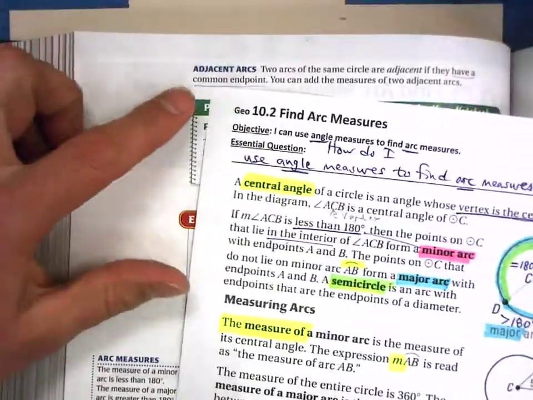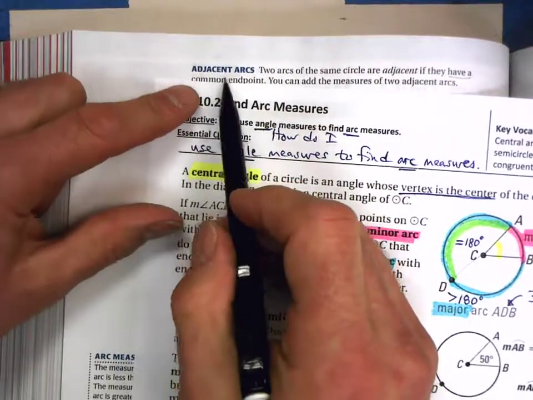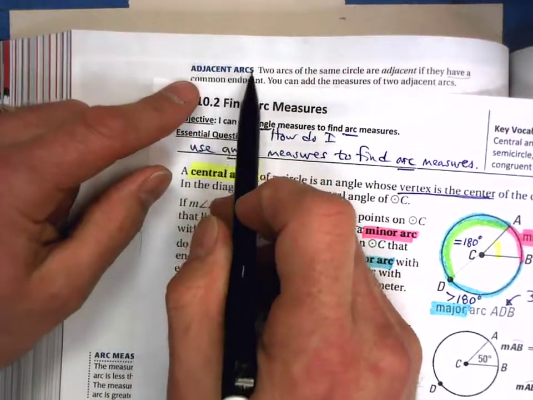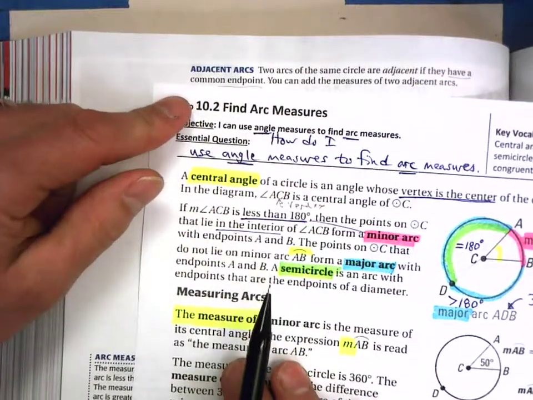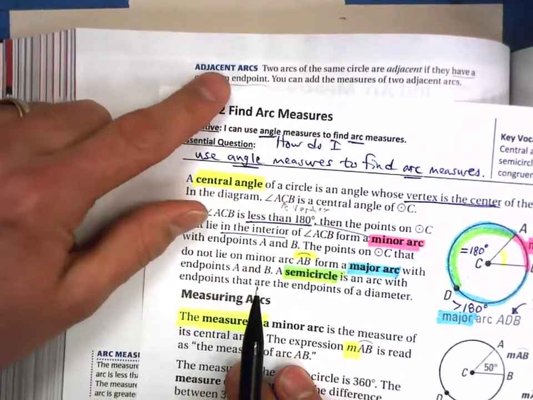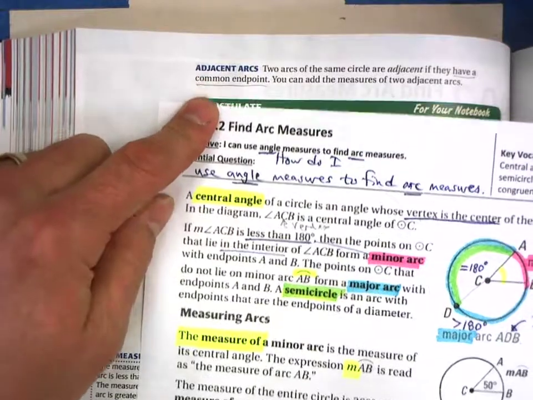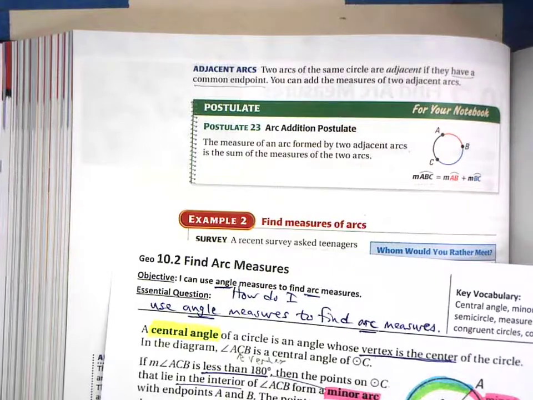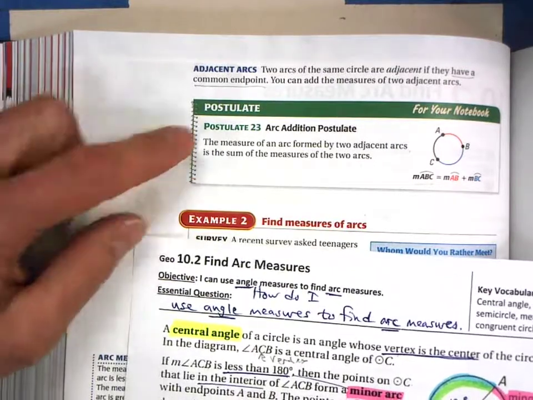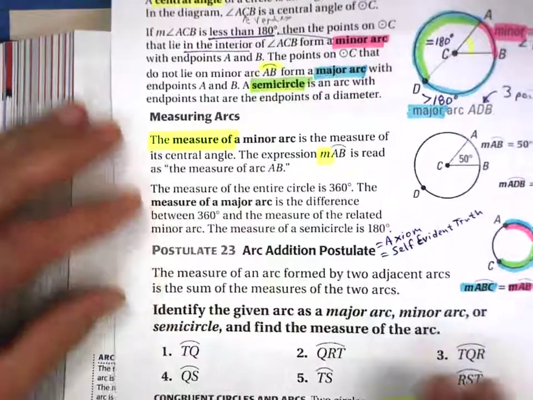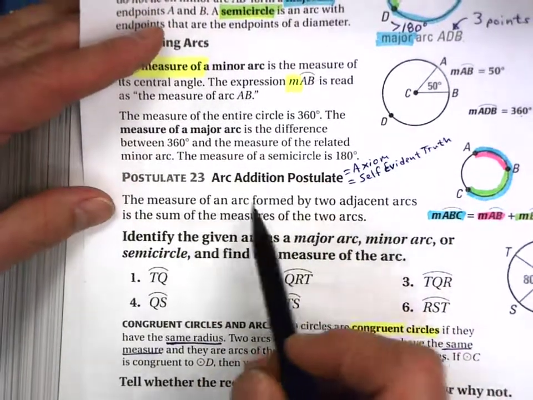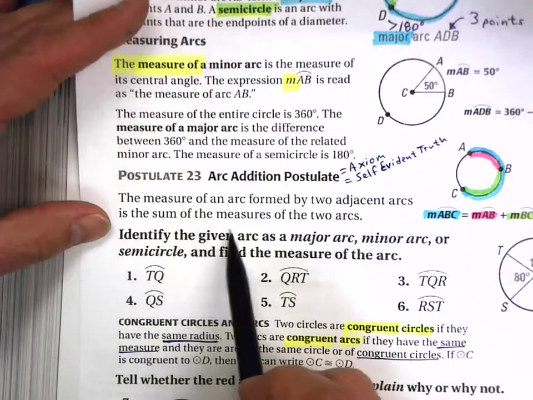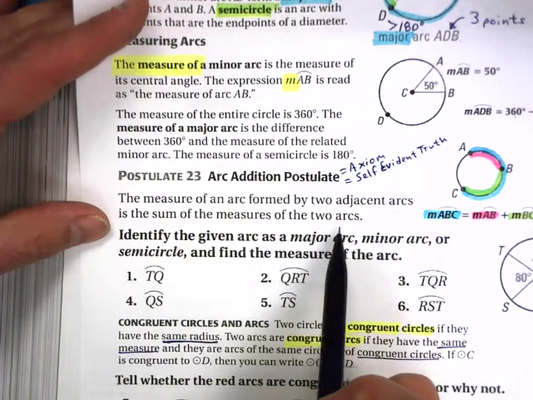So next page, adjacent arcs. You know the word adjacent means beside, alongside of one another. We don't really use the word opposites with regard to arcs, but adjacent means side by side. And postulate 23 here says, I have it in your notes, the measure of an arc formed by two adjacent arcs is the sum of the measures of the 2 arcs.